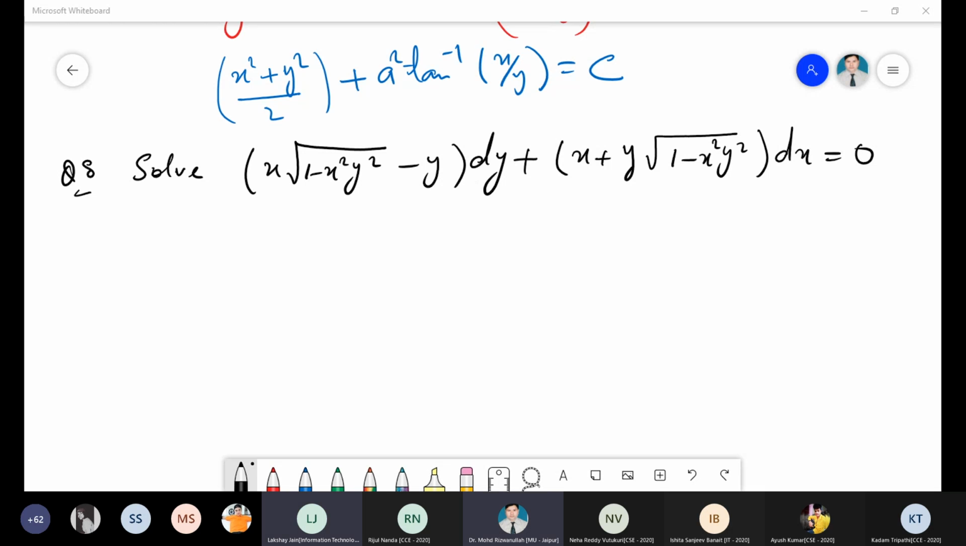Sir, mine is a little bit different. Okay, Lakshya, can you repeat the answer? Sir, x square by 2 plus x y square by 2 under root 1 minus x square y square plus 1 by 2 sine inverse x into y divided by y square minus y square by 2. This is what I got. Okay, maybe something like that. Jalaj, did you get the same answer? Sir, me too. Yes, sir.